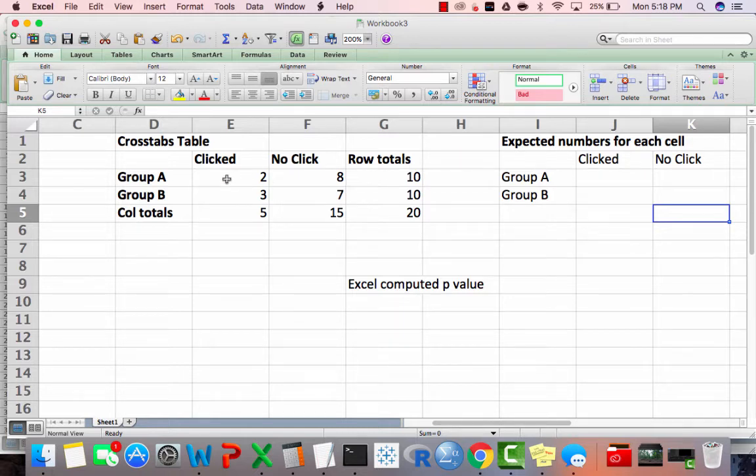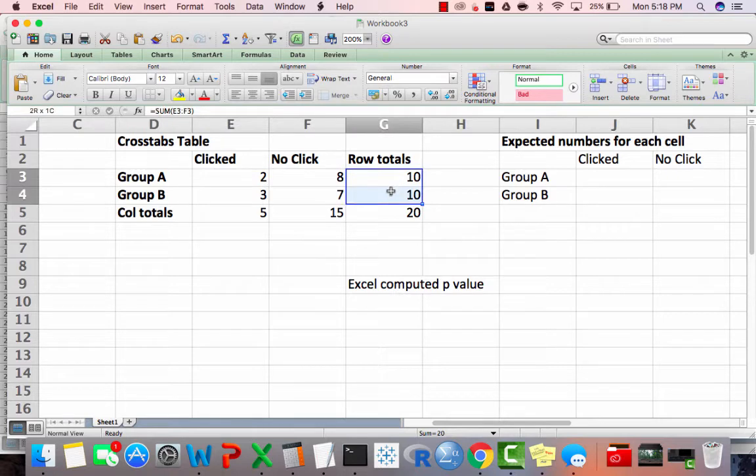Let's pretend we've still got group A and group B. That's represented over here to the left. And we've also measured whether or not a particular person in group A or B clicked. There are 10 people in each group, and you can see that over here. Got row totals. I've just summed up the number of people in that row, and there's 10. Summed up the number of people in that row, and there's 10. So both groups A and B have 10 people, for 20 people total.